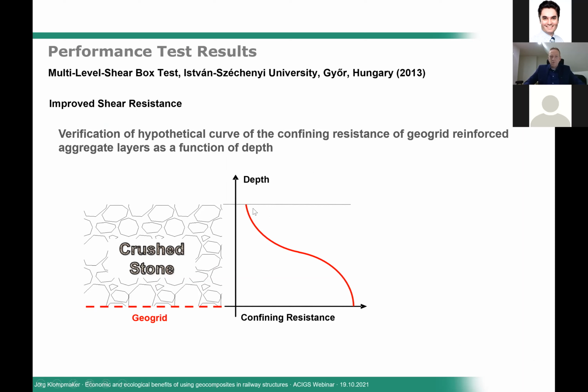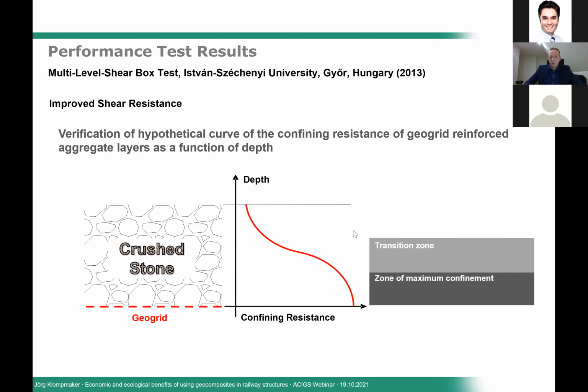The further we are moving away from the geogrid, the lower is the confining effect, because then the interlocking between the geogrid and the aggregate does not take place, and we can only rely on the interlocking between the individual particles, which is still influenced by the interlocking effect between the lower interface, but the confining effect will reduce the further we are moving away from this level.